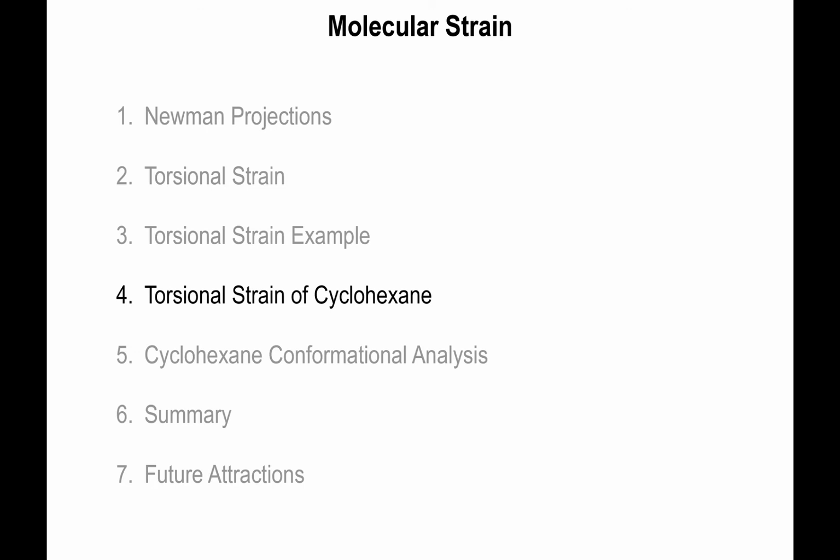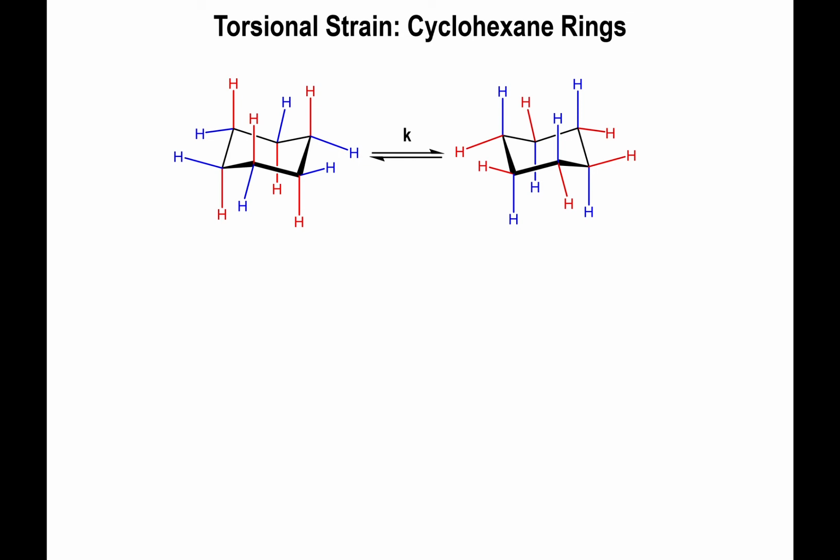Alright, let's talk about the torsional strain of cyclohexane. When you draw the chair conformation of cyclohexane, with your axial bonds going either straight down or straight up, and your equatorial bonds going off to the side, whether that's to the left, to the right, or in the middle, the thing is that you actually have two ways in which this chair conformation can be drawn.